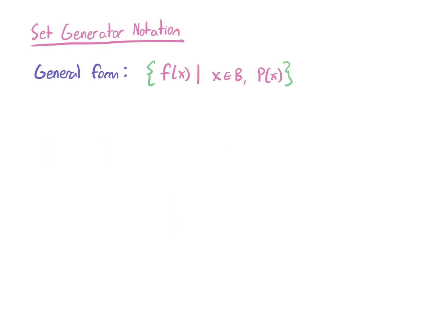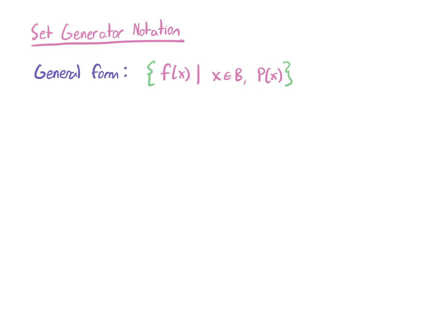There is another common way to write sets. So far, we've seen set roster notation and set builder notation. I want to describe one more way. Sometimes it's also called set builder notation, but I think that's a little bit confusing, and so I'm going to describe it as set generator notation. Set generator notation is pretty similar to set builder notation.